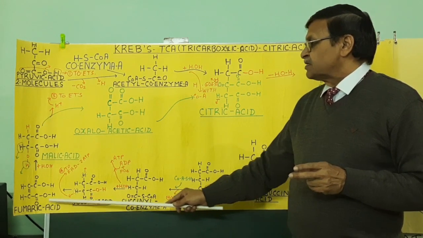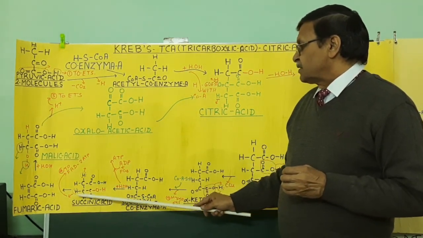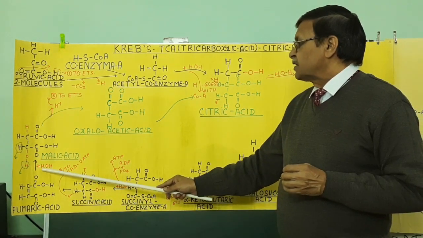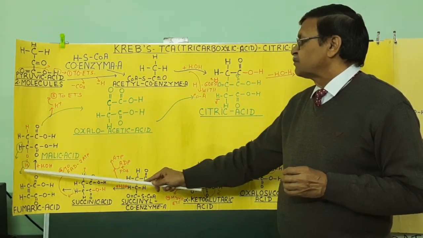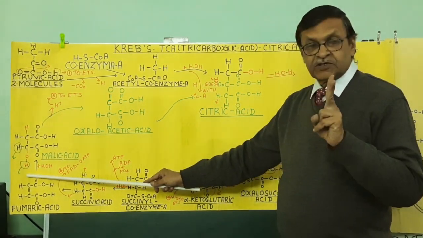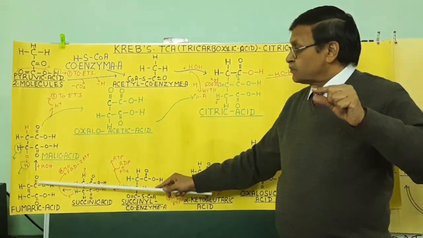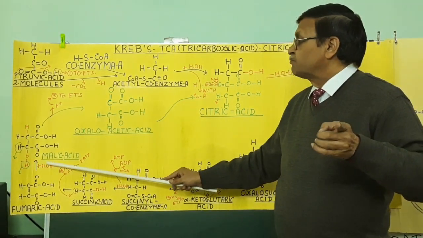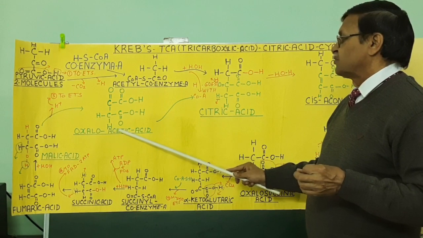Now the succinic acid is changed to fumaric acid. Here hydrogen is removed, here HOH is added, it forms malic acid. You can take this precaution that while drawing in your copy, you can color with different color pencils. And then in malic acid, the fifth dehydrogenation takes place to form oxaloacetic acid.